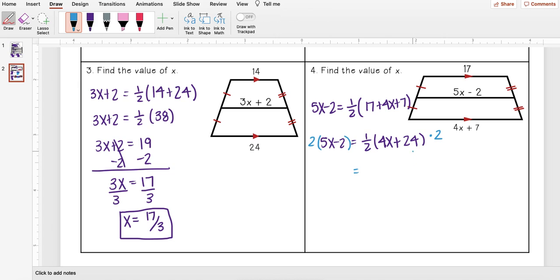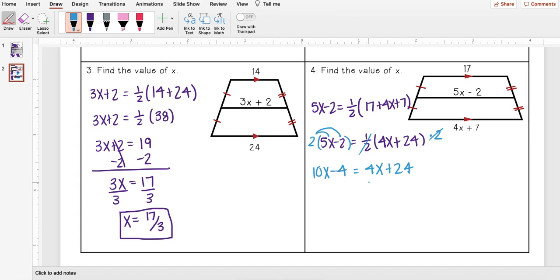This one we do have to be a little bit careful. So the right hand side, it works just like it did in problem 2. My 2 and my 1/2 cancel, and I'm just left with 4x plus 24. The left hand side, we have to be careful though. When I'm multiplying this left hand side by 2, I need to make sure I distribute that 2. So I'm multiplying 2 with the 5x and with the minus 2. And so what I get there is 10x minus 4.